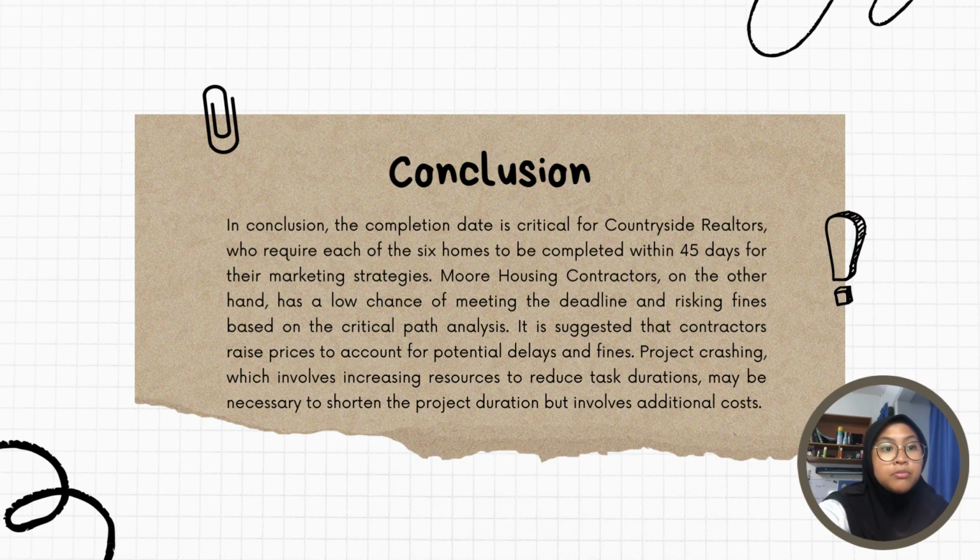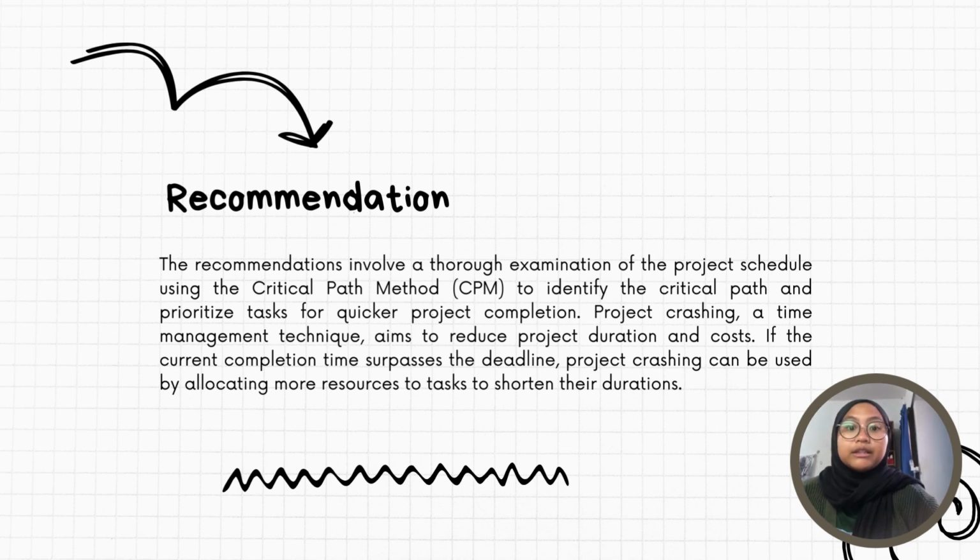In conclusion, the completion date is critical for Countryside Realtors, who require each of the 6 homes to be completed within 45 days for their marketing strategy. More Housing Contractor, on the other hand, has a low chance to meet the deadline and risks fines based on the critical path analysis. It is suggested that the contractor raise the price to account for potential delays and fines. Project crashing, which involves increasing resources to reduce task duration, may be necessary to shorten the project duration, but involves additional costs.